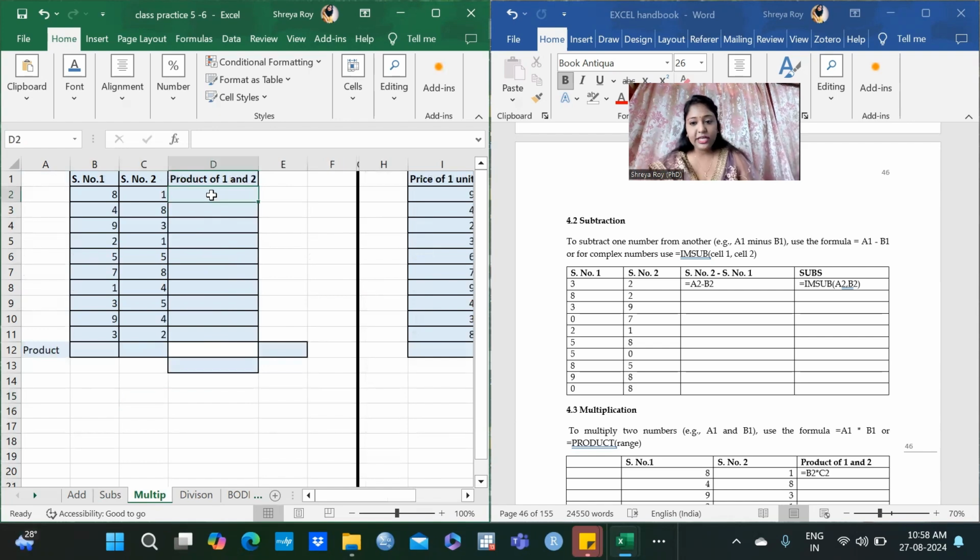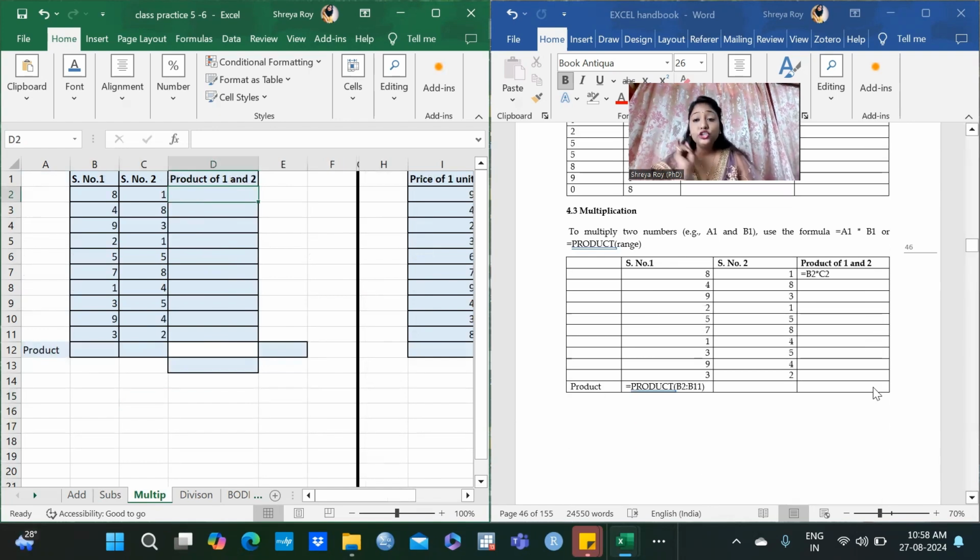So again, for multiplication, we have two methods. One is the simple method, is equal to select the first cell, asterisk, second cell, enter. Repeating, is equal to select the first cell, click on asterisk, second cell, enter. Okay, so it should not be a problem over here.